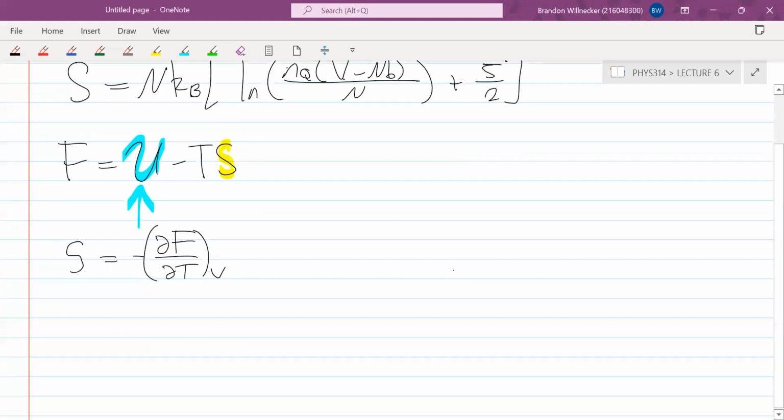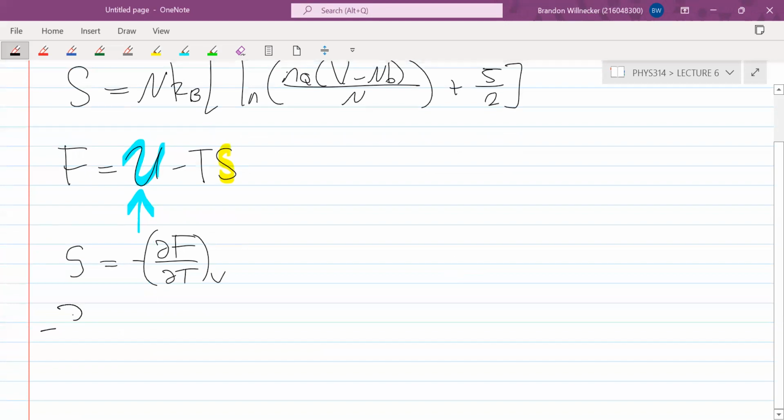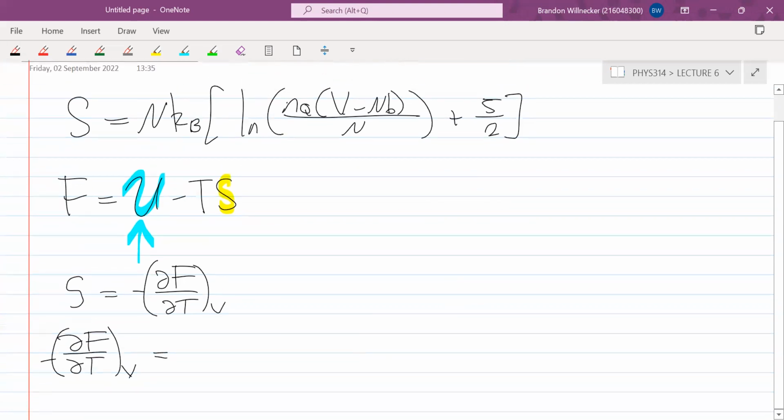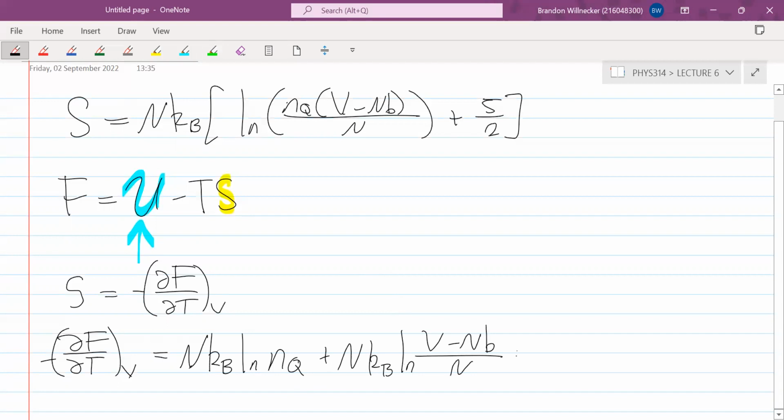Okay, so let's do that. Minus dF/dT, keeping V constant, is equal to the entropy, but we know the entropy there. That's going to be NkB natural log of nQ. I'm just going to split this up. Plus NkB natural log of (V minus Nb) over N, plus 5/2 NkB.